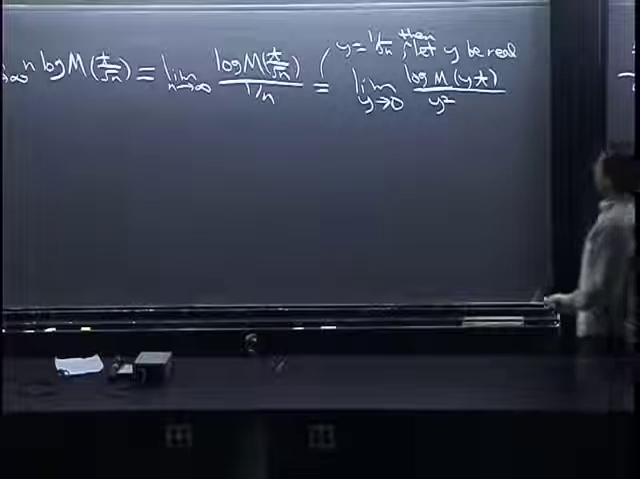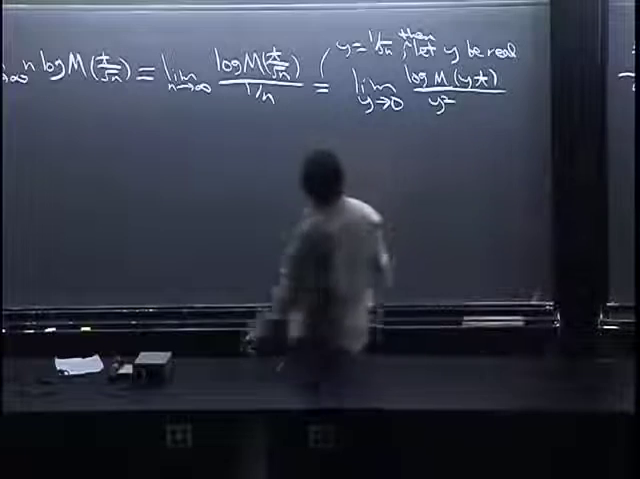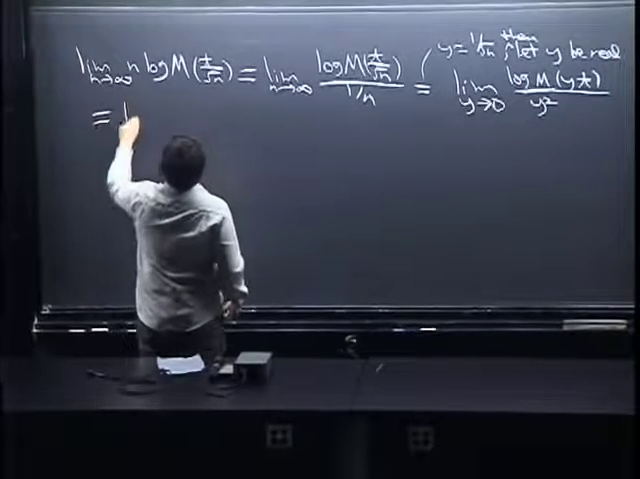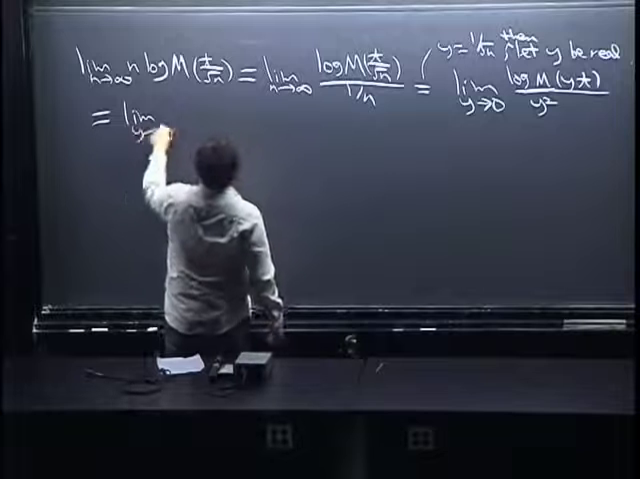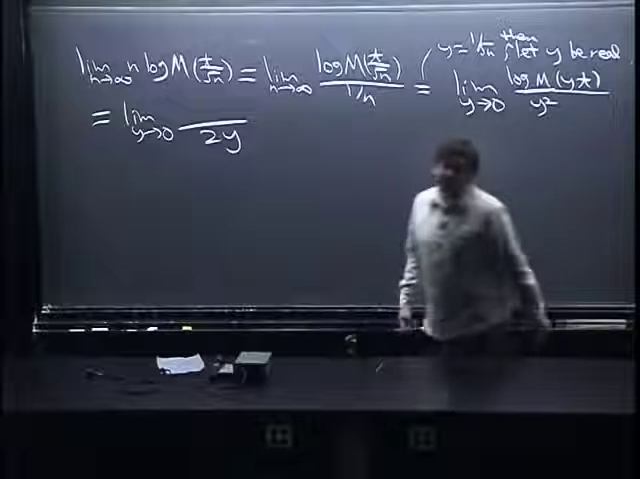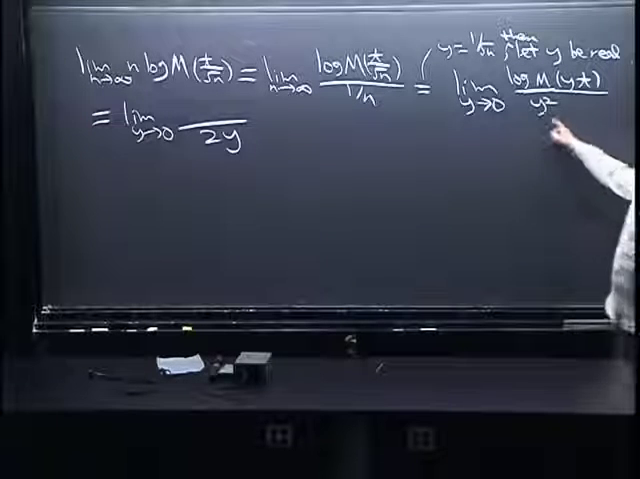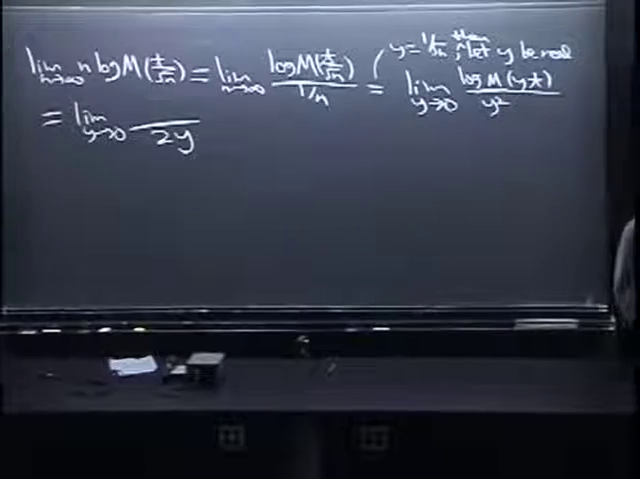So it's still of the form 0 over 0, so we're going to use L'Hopital's rule. So limit y goes to 0, take the derivative of the numerator and the denominator separately. Derivative of the denominator is 2y. Derivative of the numerator, well, we'll just use the chain rule.